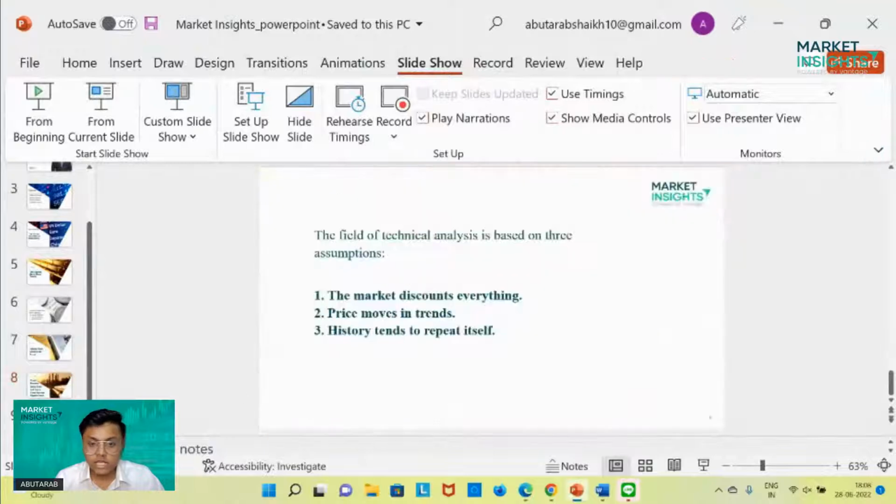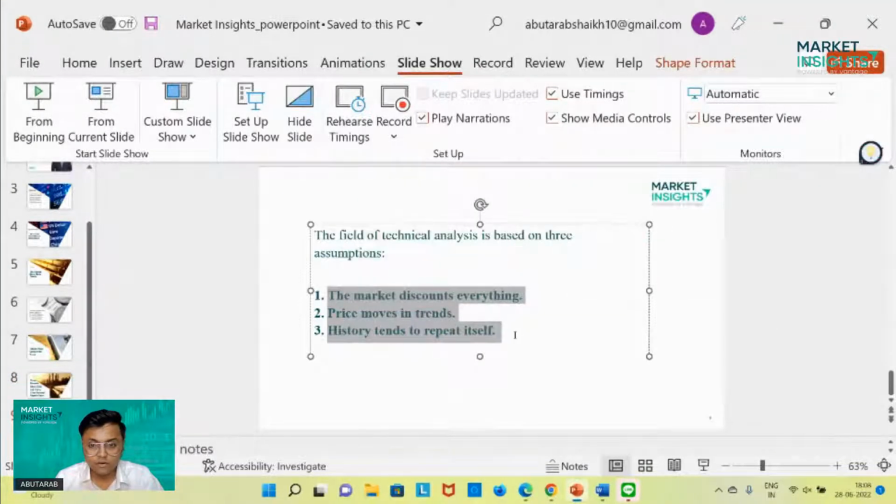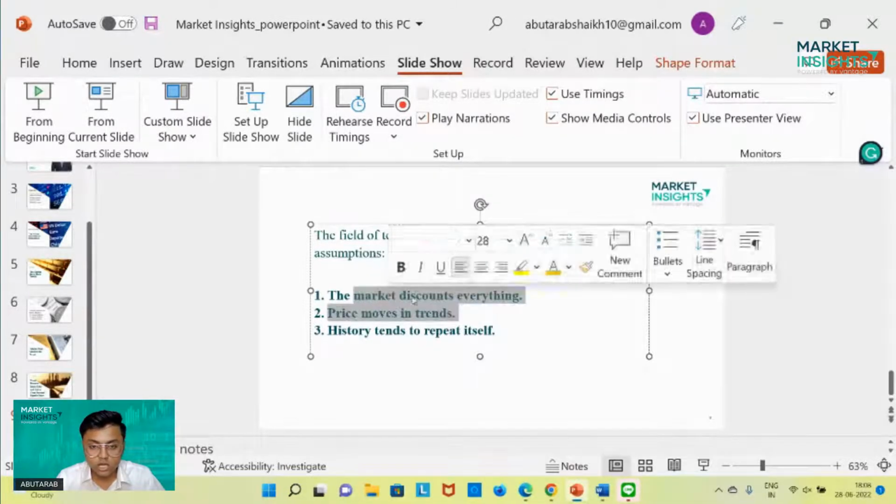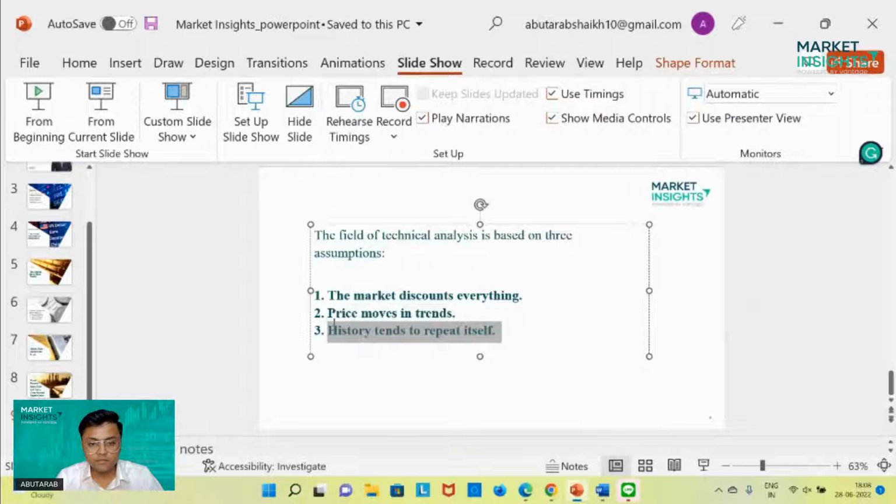Okay, last but not the least, we have the three assumptions of the market from Dow theory of technical analysis. The whole of technical analysis is based on almost three assumptions. The first is that the market discounts everything. The second is that price moves in trends. I've already taught you the first two, but the third one is very important: history tends to repeat itself.